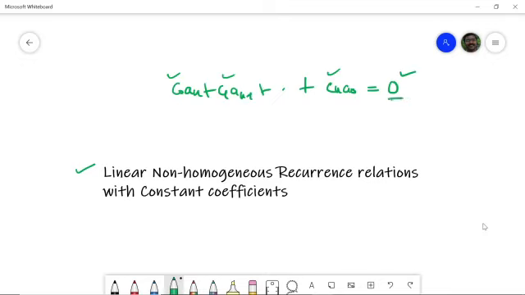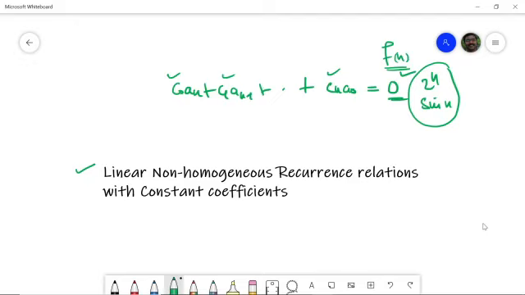If the right hand side is a function, for example a function like 2 raised to n, or maybe sine n, sine 2n, like that, or specifically if it is of the form f of n, it will be called a non-homogeneous recurrence relation. So here we will be discussing the solution of linear non-homogeneous recurrence relations with constant coefficients.